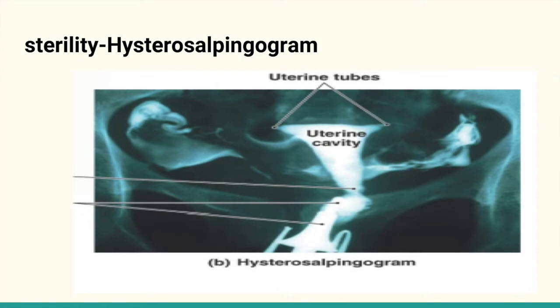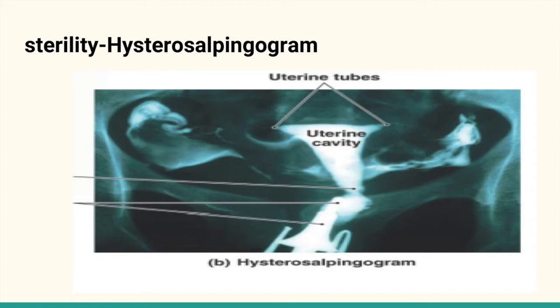In this test, a radio-opaque oil-based dye is passed through the cavity of the uterus and slowly it enters into the fallopian tube. After that, we can take the X-ray. Here you can see the uterine cavity and these are the fallopian tubes. By this we can get an idea whether the lumen is clear or not. This kind of X-ray we call a hysterosalpingogram.